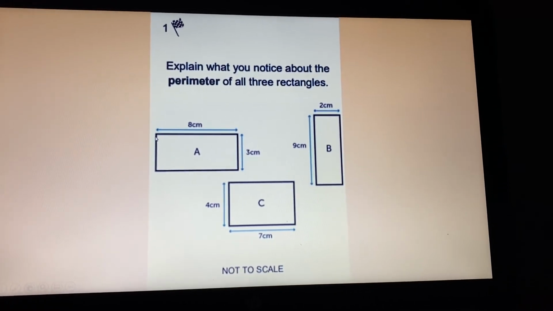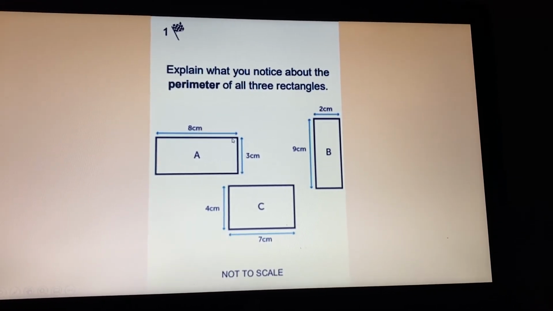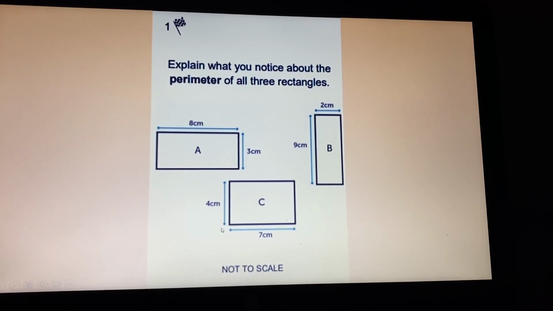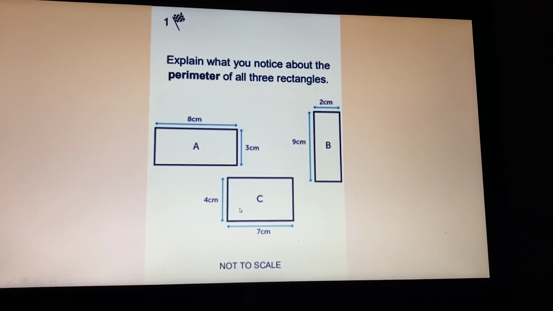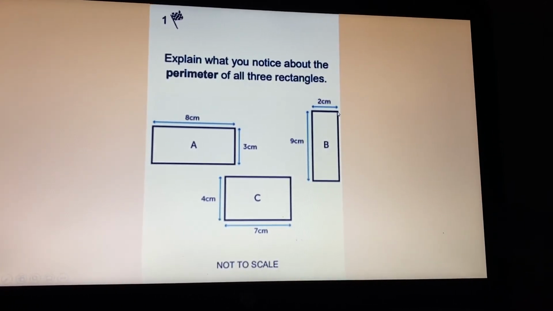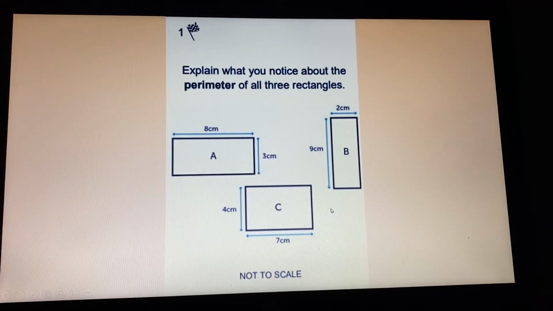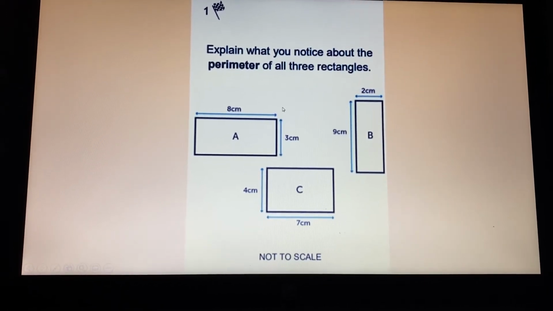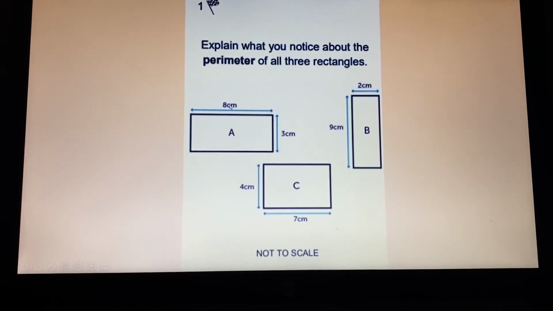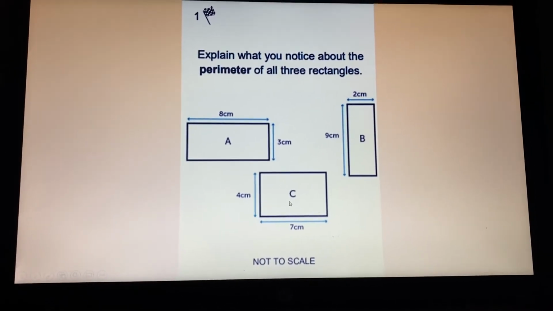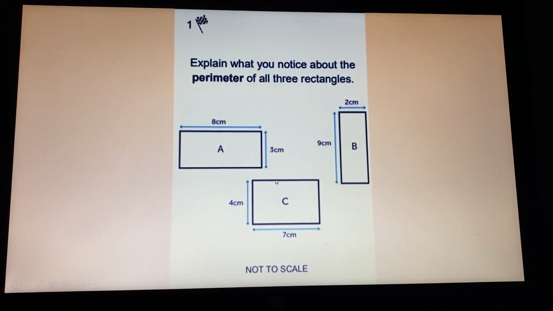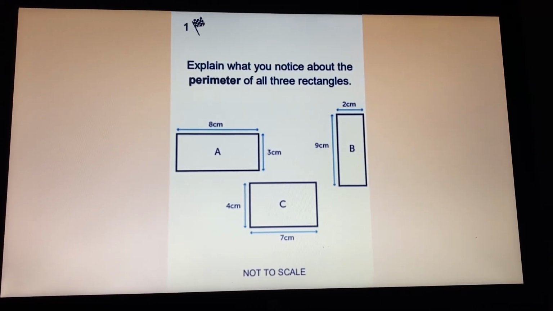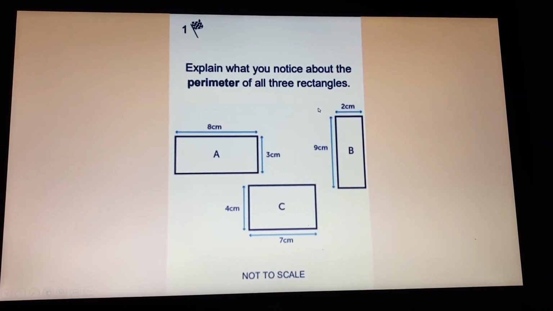And hopefully, when you calculated them, you realise that 8 plus 3 is 11, doubled is 22. 7 plus 4 is 11, doubled is 22. And 9 plus 2 is 11, doubled is 22. So the thing that you noticed was actually all three shapes had a perimeter of 22 centimetres. So even though they all look very different, they all had equal perimeter, 22 centimetres. So if you didn't just pause there, I've just given you the answer. Honestly, we don't do that in class, do we?